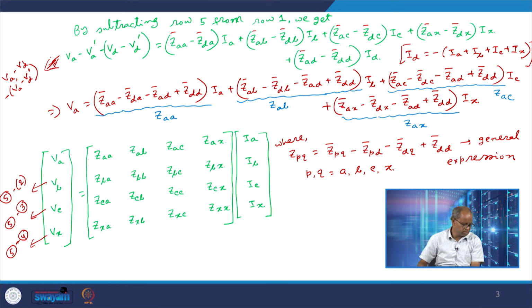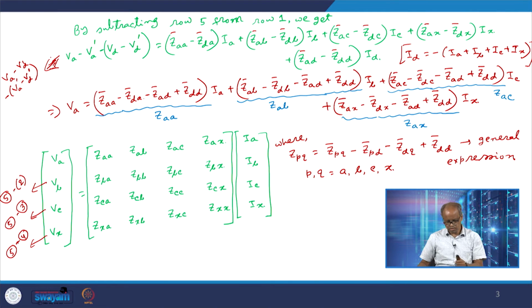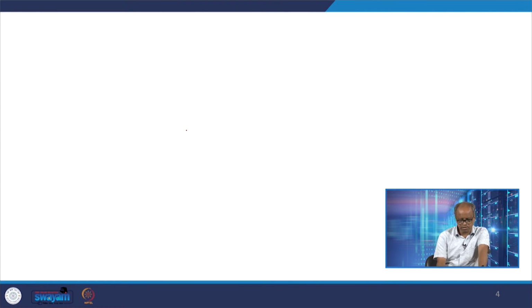Right. So this is the general expression. Now we are considering actually the bundle conductor. If I consider a bundle conductor, so this is the case for when all these four conductors A, B, C and X are separate. Now suppose I consider a bundle conductor case, something like this. So now let us take the bundle conductor case.